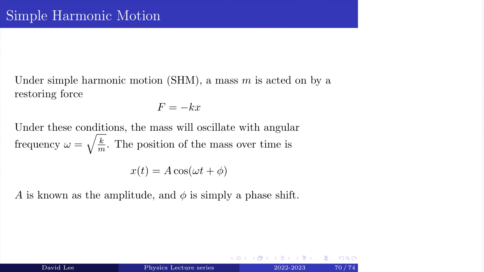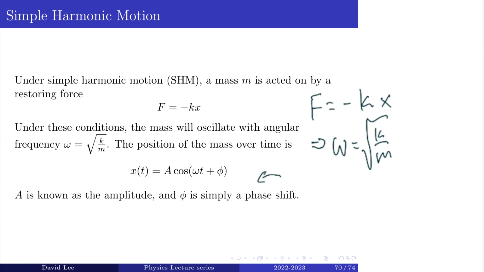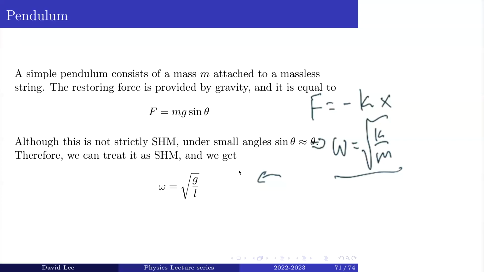But basically what you need to know is if you have a restoring force, negative something times x, then that means that it'll oscillate with angular frequency omega equals root k over m. And yeah, it'll be sinusoidal. So this equation here, some variation of this equation. And notice this omega doesn't depend on amplitude. So it doesn't depend on how far it was released or anything.